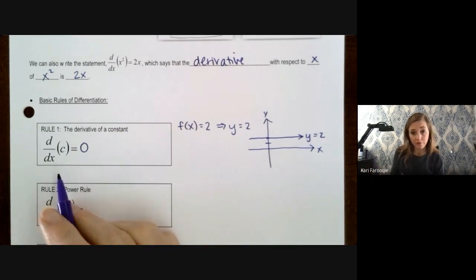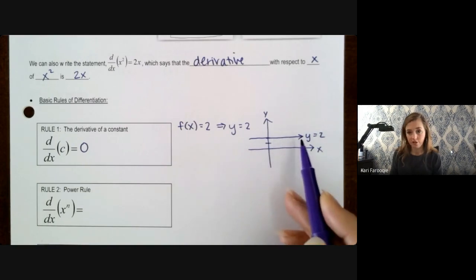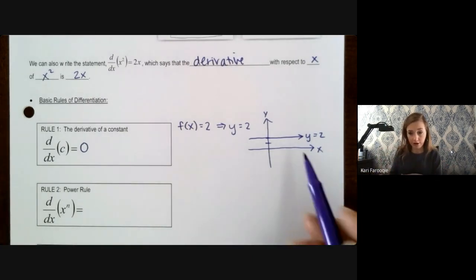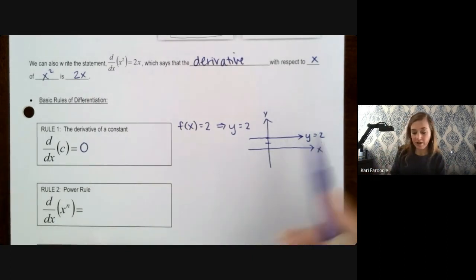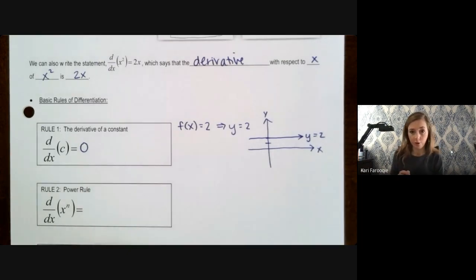Remember that the derivative is a slope. So if I was trying to find the slopes of the tangent lines at y equals 2, all of those slopes would be 0. 0 slopes, remember, don't have any rise. They only have the run. So the rise would be 0 over some number that you're running. Therefore, that's where this comes from. The slope of a constant is 0. The derivative of a constant is 0.